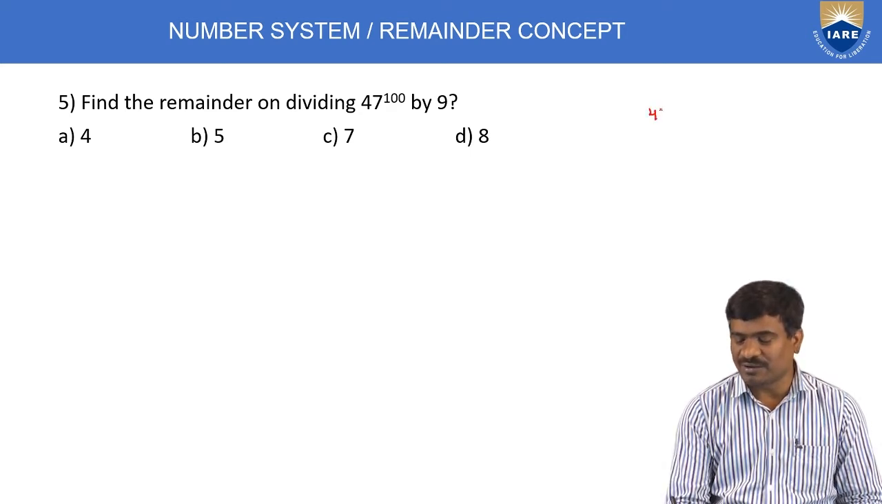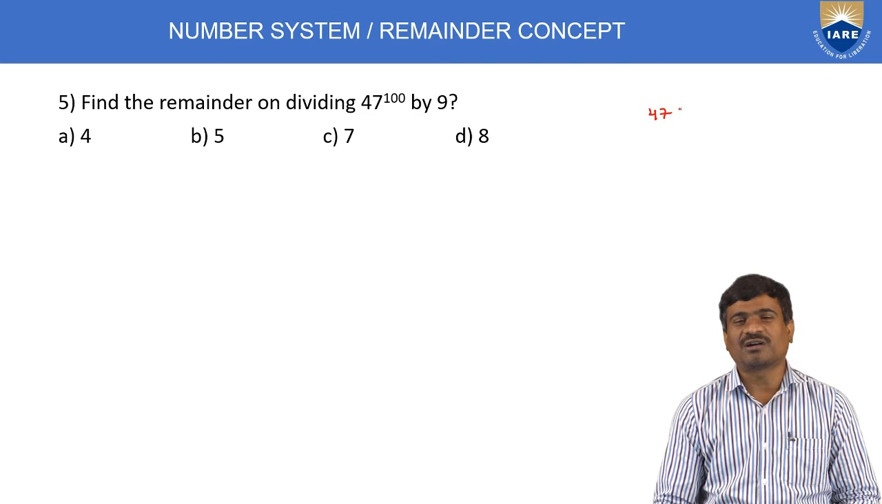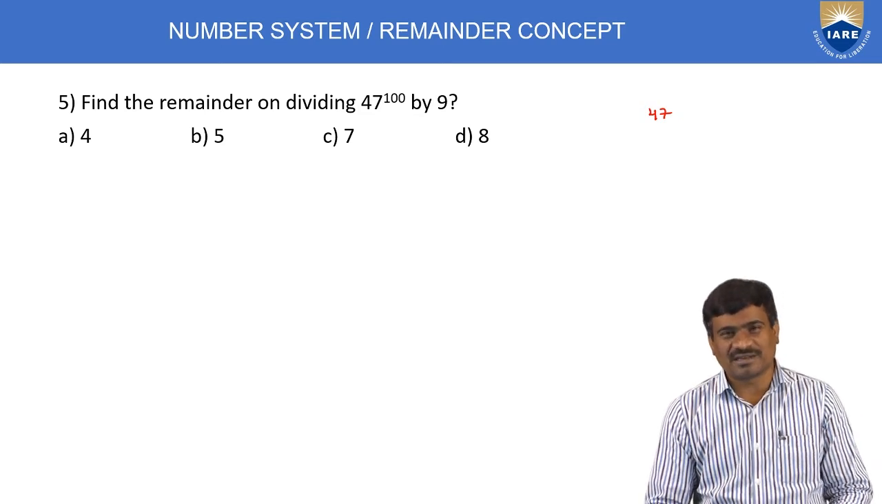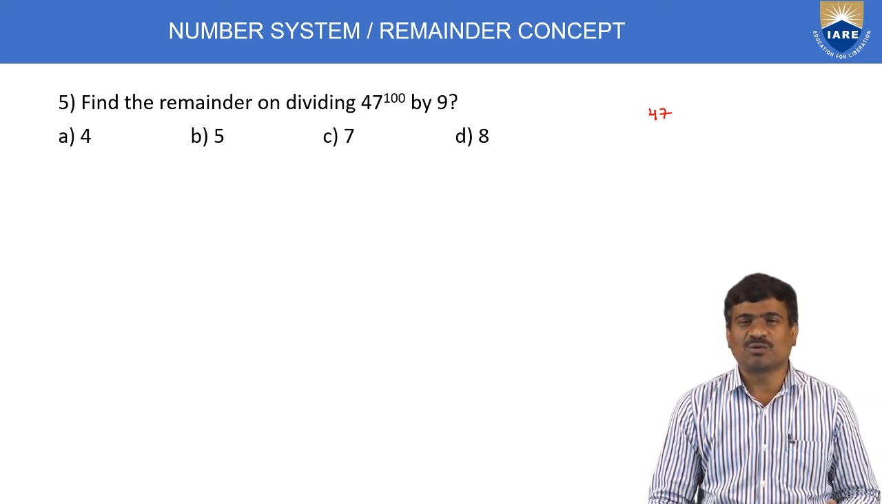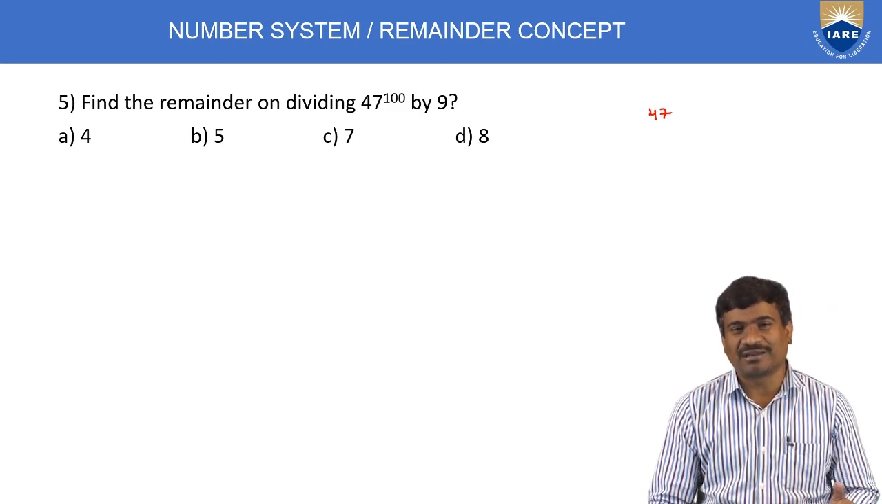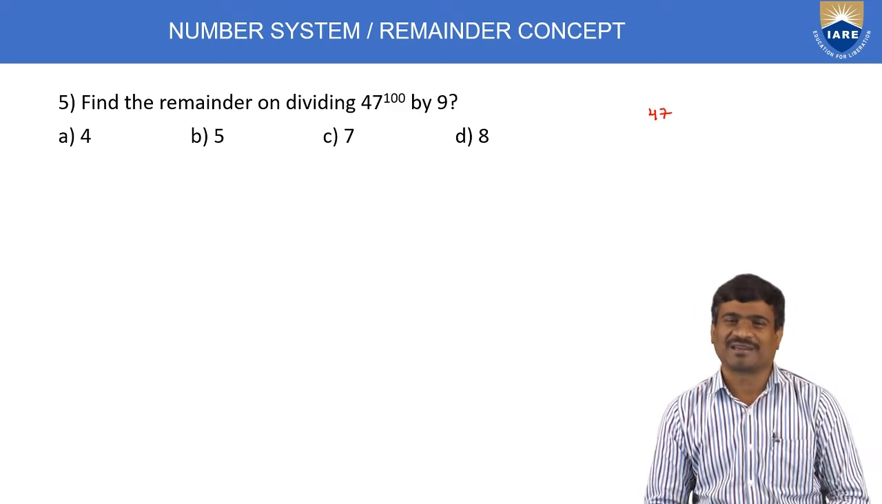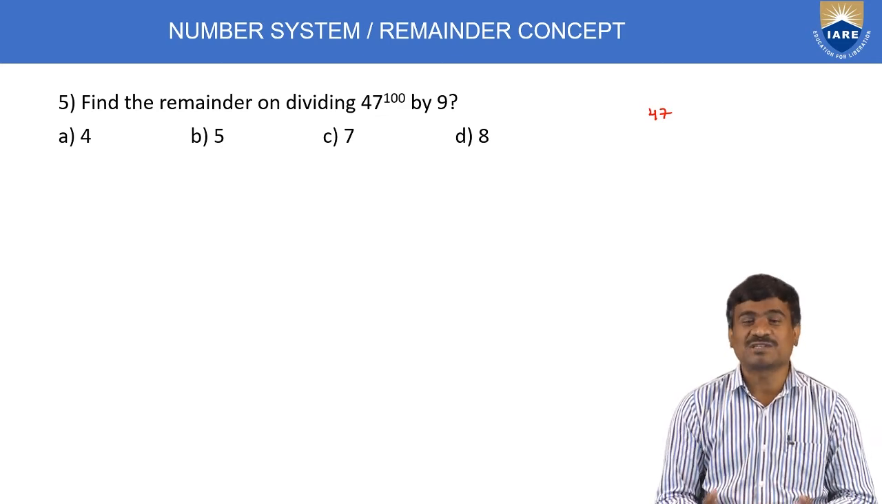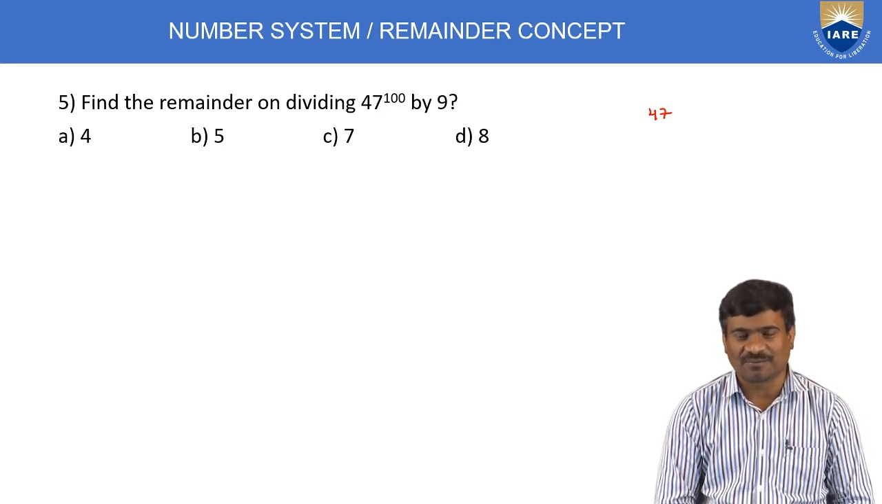First, the general method: 47 to the power of 1 by 9, 47 to the power of 2 by 9, 47 to the power of 3 by 9. That is a lengthy and complex method, because 47 squared alone is not sufficient to find the pattern in a minute.